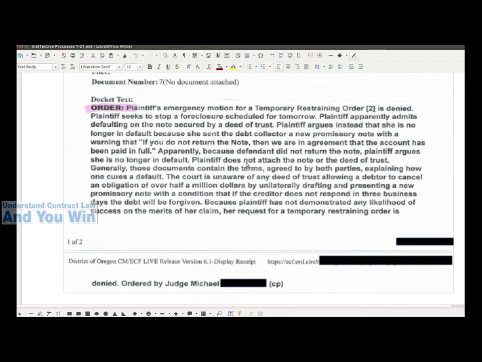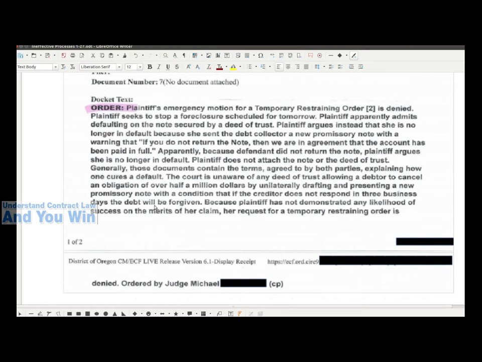Generally, those documents contain the terms agreed to by both parties, just like I explained before, explaining how one cures a default. The court is unaware of any deed of... So, the court is saying you didn't include the note or the deed of trust, but we are familiar with deeds of trust, and the court is unaware of any deed of trust or mortgage allowing a debtor to cancel an obligation of over $500,000, that's the amount they owed on the mortgage, by unilaterally drafting and presenting a new promissory note with a condition that if the creditor does not respond in 3 business days, the debt will be forgiven.